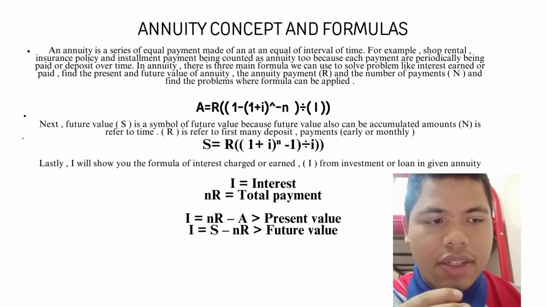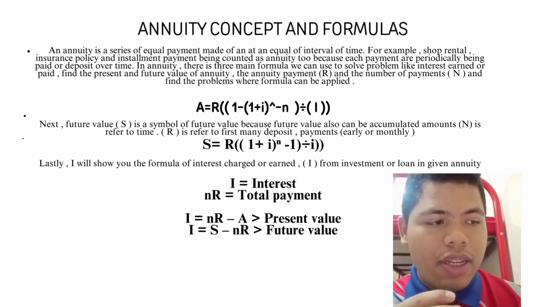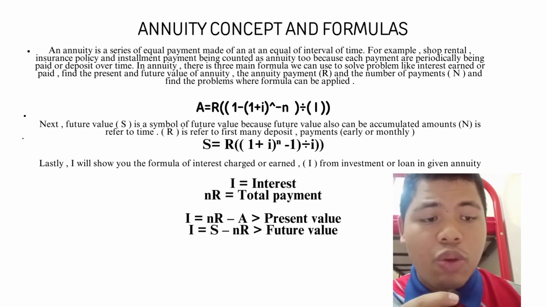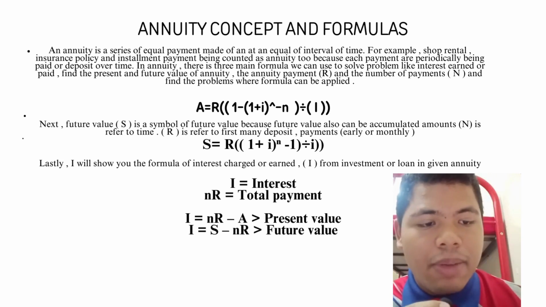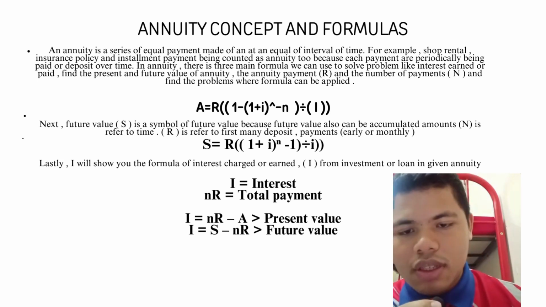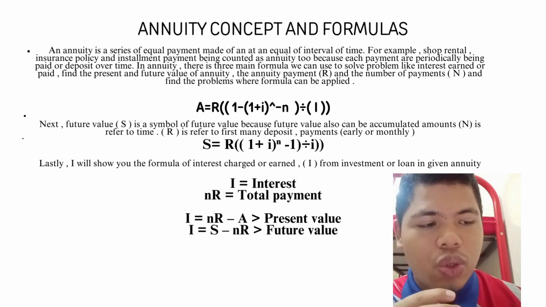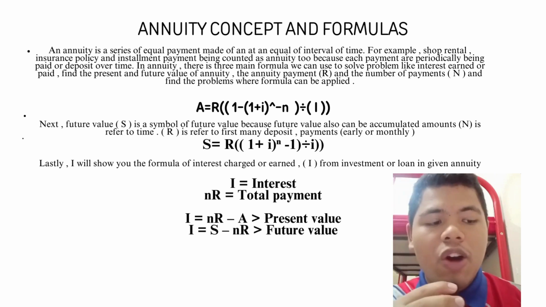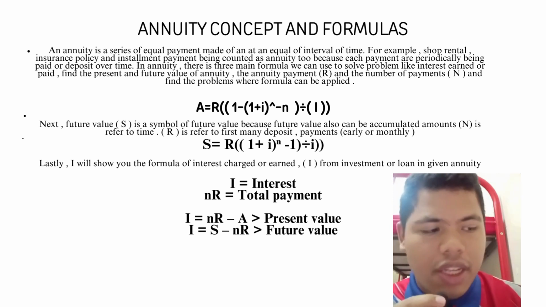Annuity is a series of equal payments made at equal intervals of time. For example, shop rental, insurance policy, and installment payment are counted as annuities too. This is because each payment is periodically paid or deposited over time. In annuity, there are three main formulas we can use to solve problems like interest earned or paid, finding the present or future value, the annuity payment, and the number of payments. All these problems we can solve with annuity.